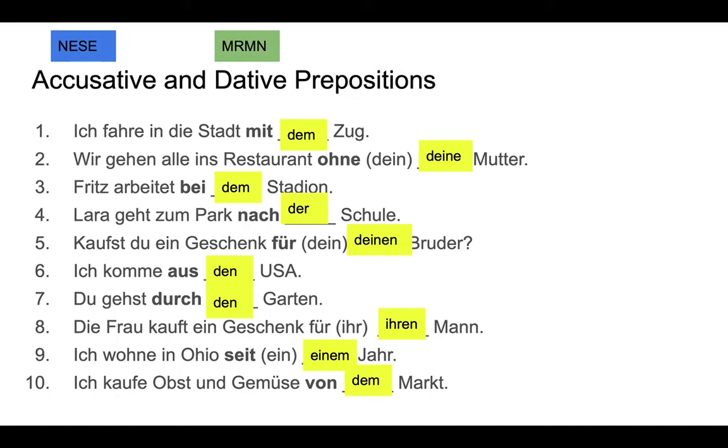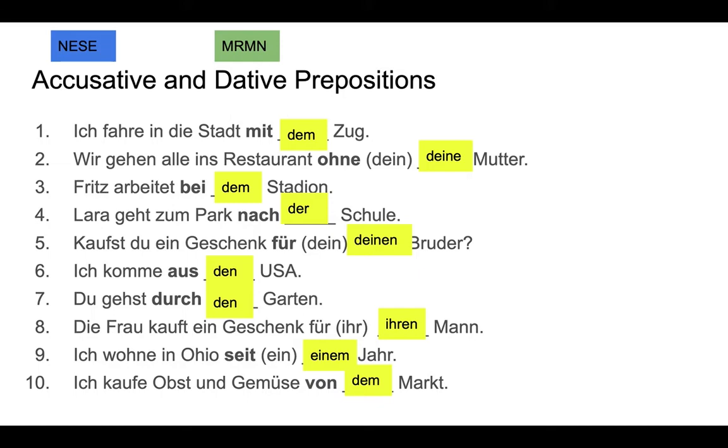Nummer 7. Du gehst durch den Garten. Garten is masculine, durch is an accusative preposition, and der changes to den in the accusative case. Nummer 8. Die Frau kauft ein Geschenk für ihren Mann. Again, für is an accusative preposition, so you add that en ending onto Mann because der changes to den in the accusative case.